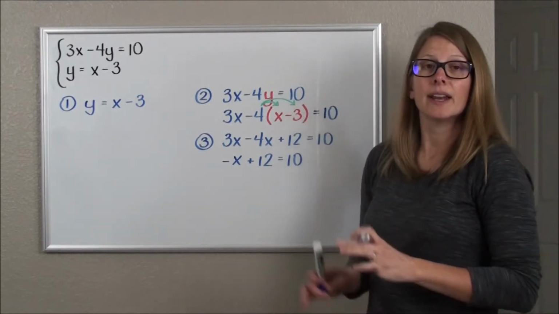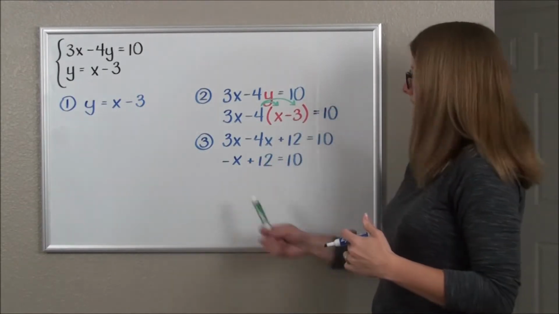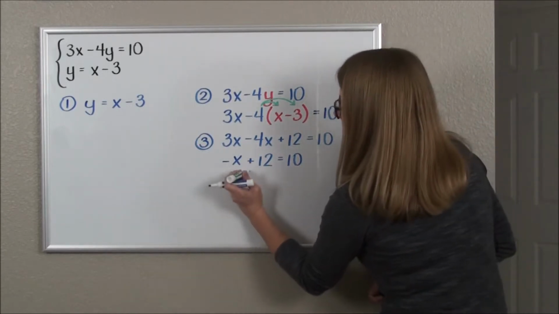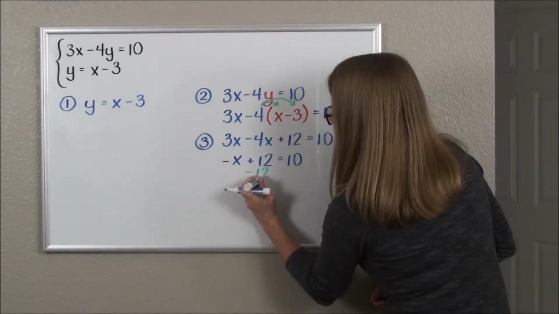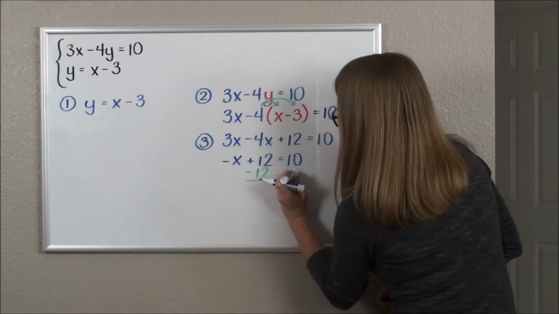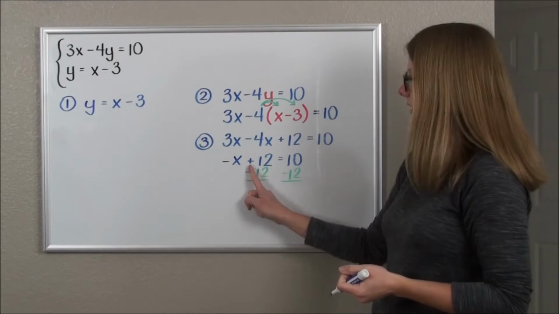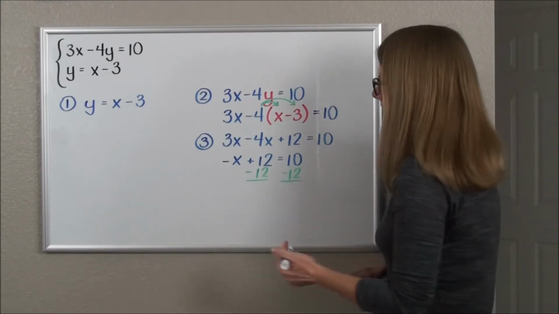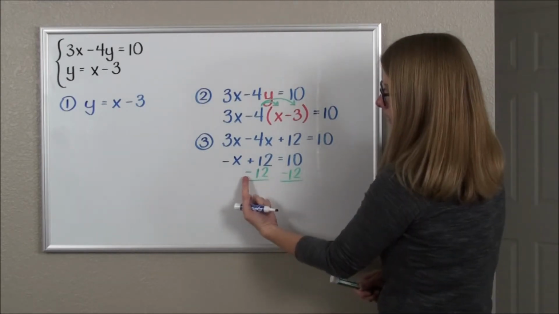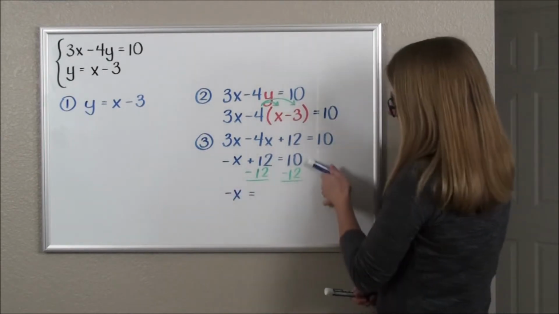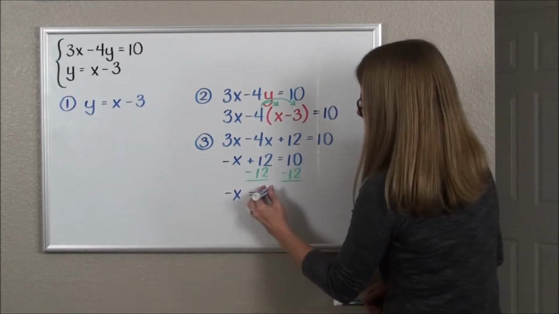Next, I want to relocate. I want letters on the left and numbers on the right. It looks like my variable's already on the left side, so I do just need to relocate the number. I'll relocate this 12 by subtracting it. Remember, we relocate by adding or subtracting, and it's always the opposite sign of what we had. So because it was plus 12, I subtract 12. And so now I have negative x on the left. On the right, I have 10 minus 12, which is negative 2.